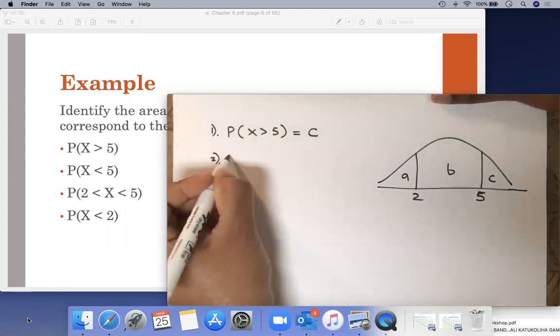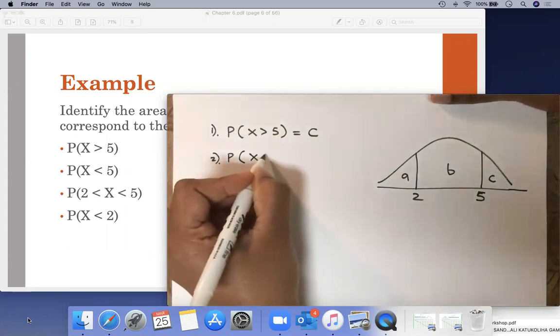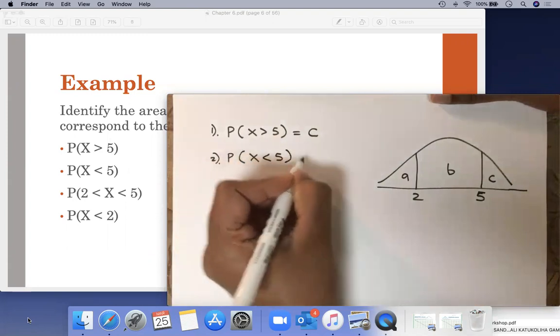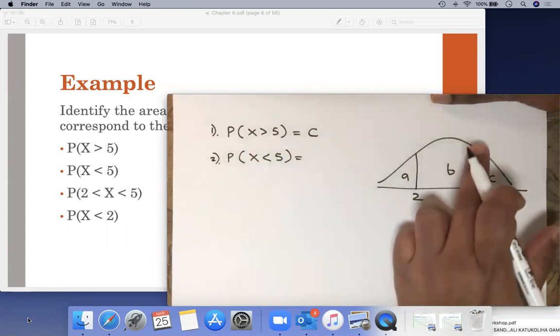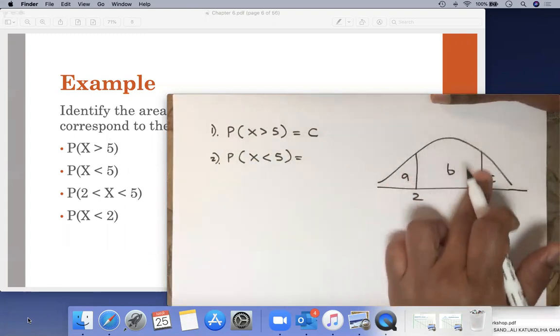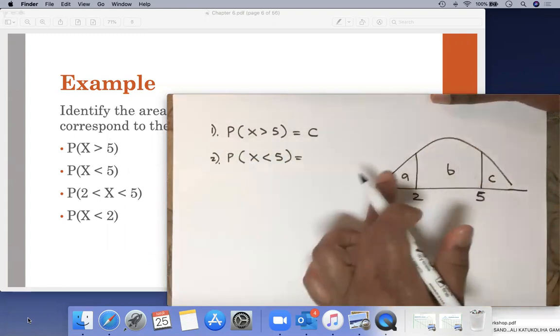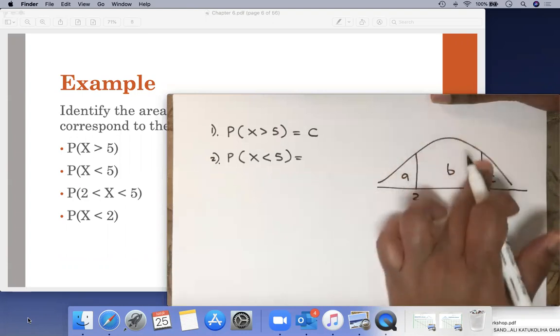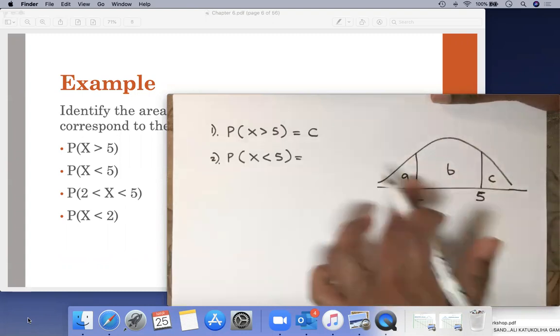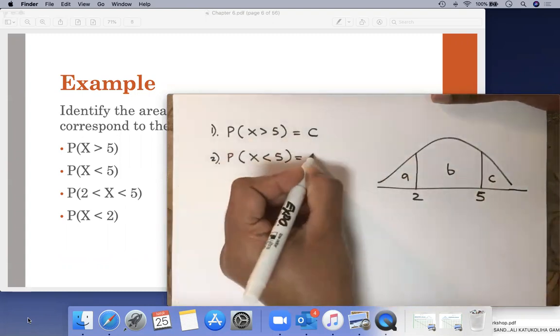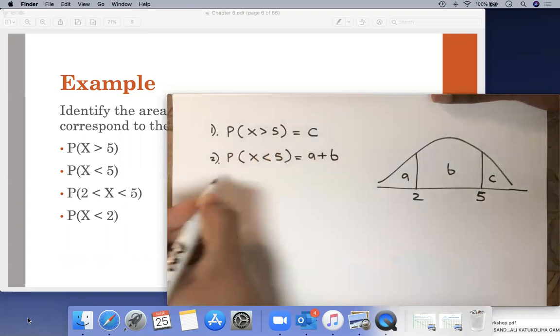Second one, the probability of x values less than 5. Here this is 5. So now you have to find the areas less than 5, the area under the curve less than 5. So this one and this, both areas. So you have to add a plus b.